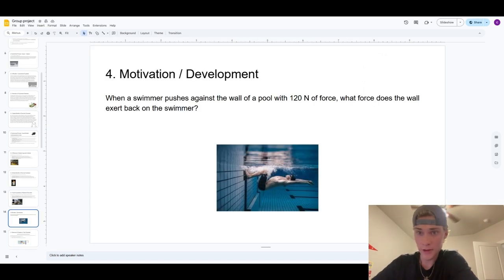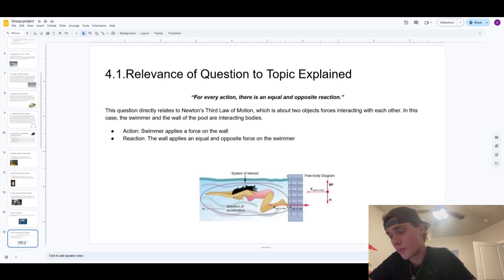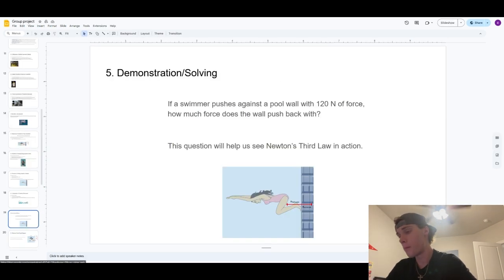Section 4, motivation and development. When a swimmer pushes against the wall of a pool with 120 newtons of force, what force does the wall exert back on the swimmer? Relevance of question to the topic explained. For every action, there is an equal and opposite reaction. This question directly relates to Newton's third law of motion, which is about two objects' forces interacting with each other. In this case, the swimmer and the wall of the pool are interacting bodies. The action, the swimmer applies force on the wall, and the reaction is the wall applies an equal amount of force to the swimmer.